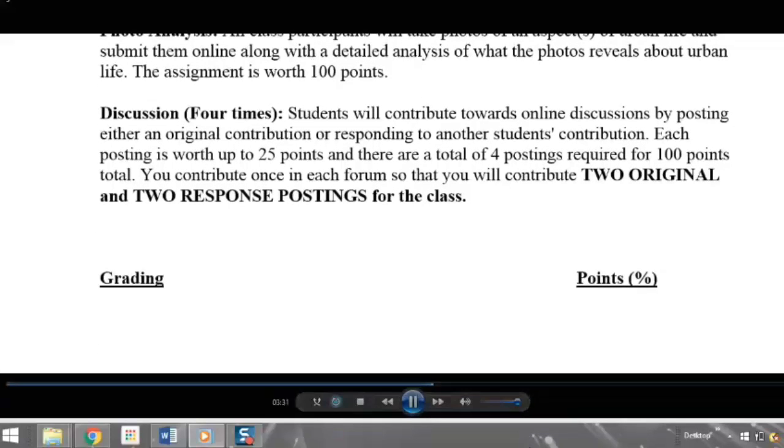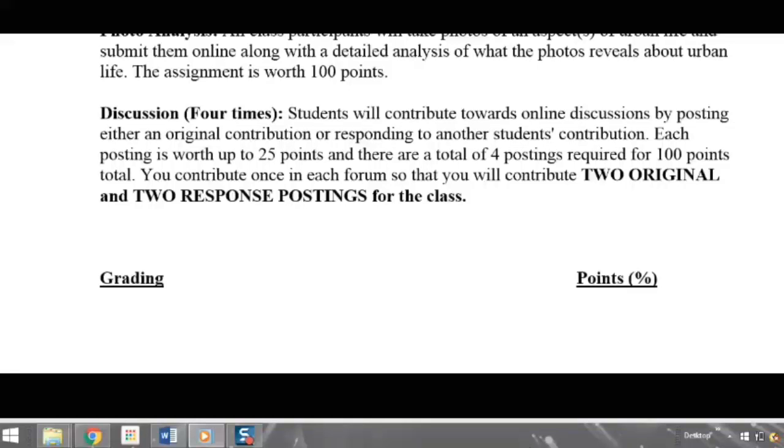Your contribution to the discussions is really an indication of how seriously you are taking the class. So it's really important to make sure that you submit them in a timely manner and also put a lot of thought into your contribution. Students will contribute towards online discussions by posting either an original contribution or responding to another student's contribution. Each posting is worth up to 25 points, and there are a total of 4 postings required for 100 points total. You contribute once in each forum, so that you contribute 2 originals and 2 response postings for the class.